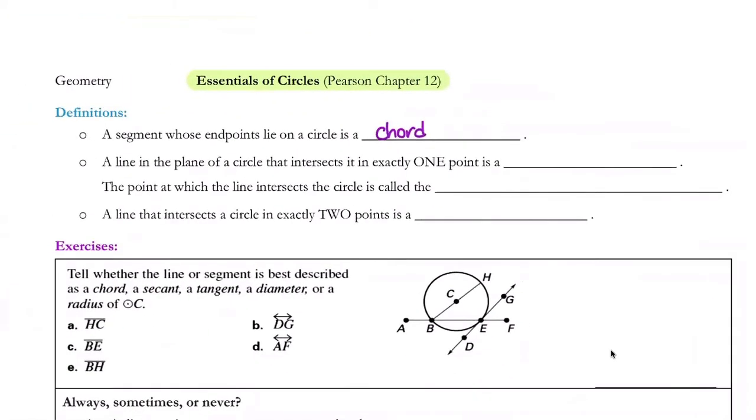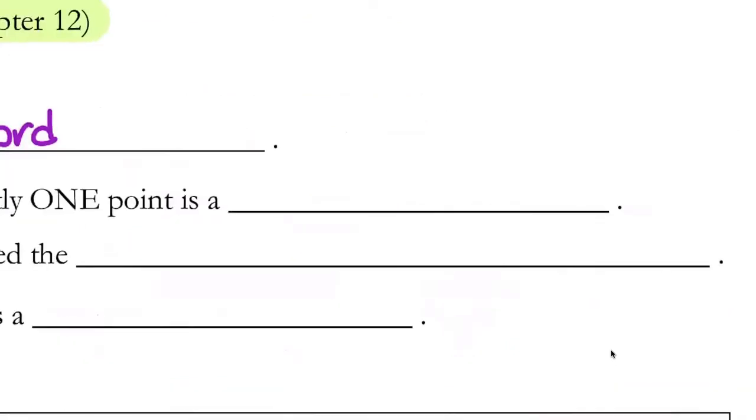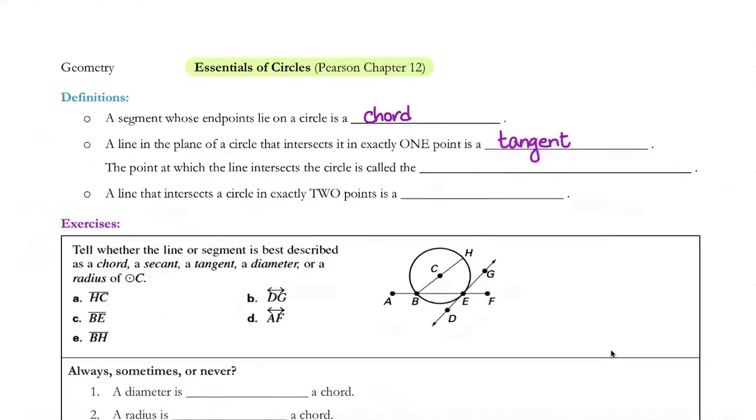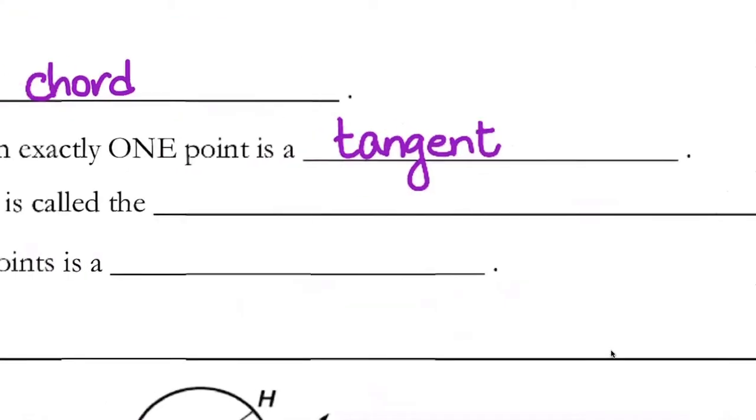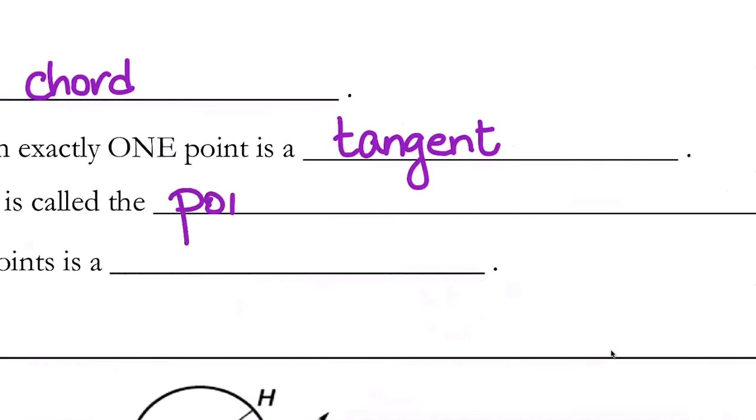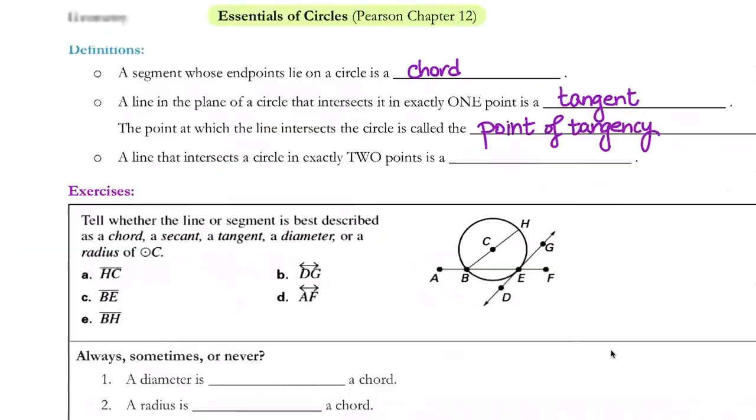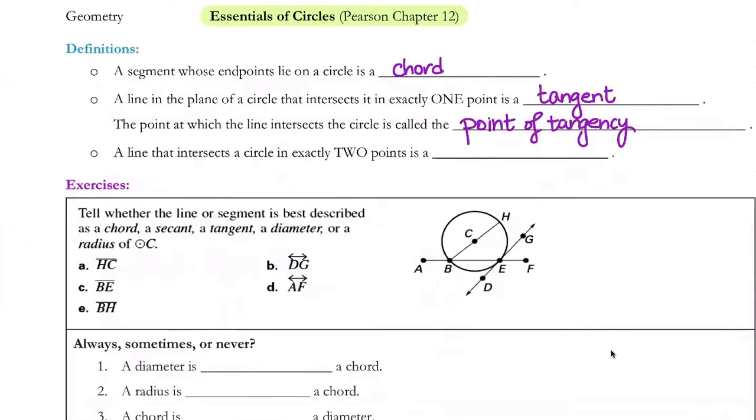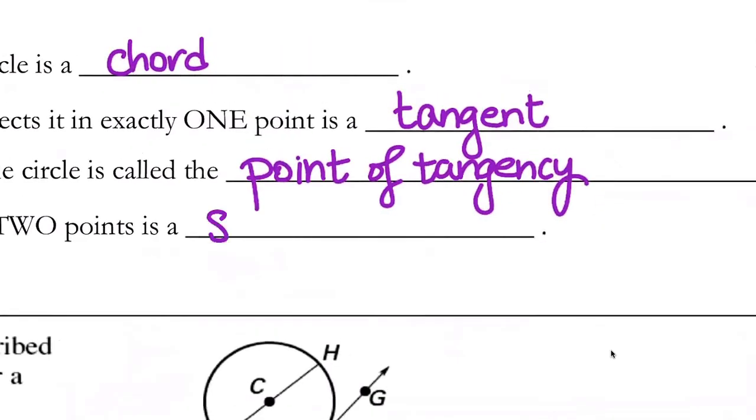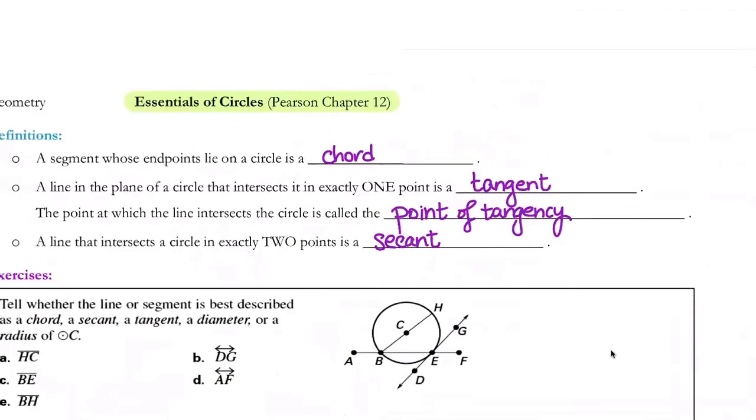A line in the plane of a circle that intersects it in exactly one point is a tangent. And the point at which the line intersects the circle is called the point of tangency. I'm going to draw a picture of these things in a minute. A line that intersects the circle in exactly 2 points is called a secant, or a secant line. Sometimes we'll cut off secants and call them secant segments.